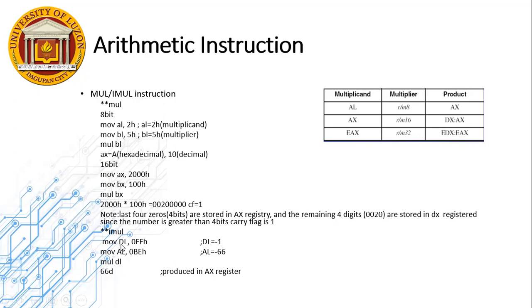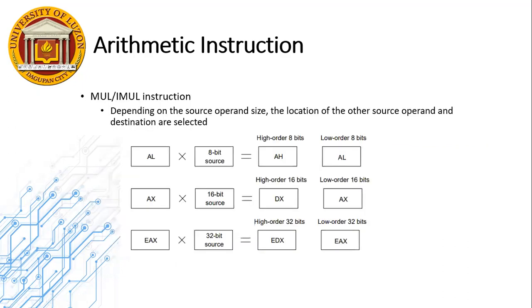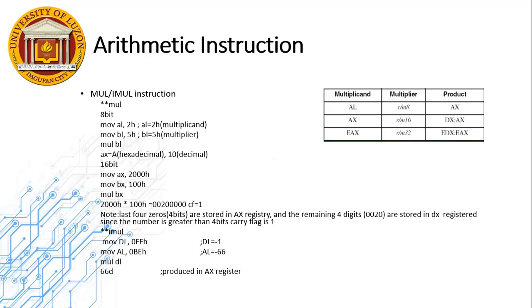So for integer multiplication, this is for signed integers. I'll be using the same example. I'll be using a hexadecimal value, moving it to the 8-bit register DL, and FF is equivalent to -1 if you convert it from hexadecimal to decimal.